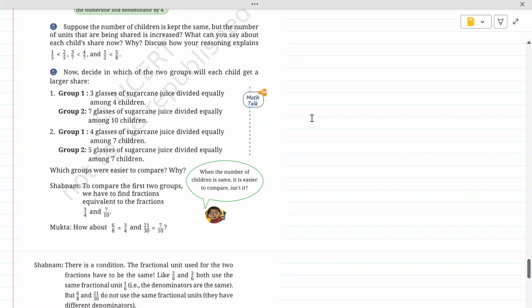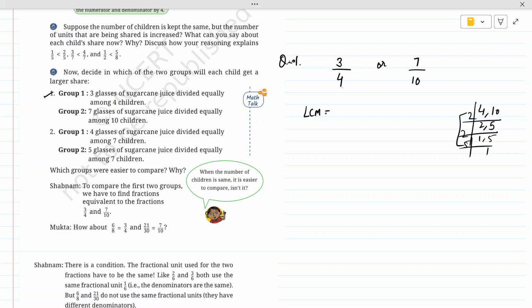Group 1, we have this question. Group 1, first I am taking this as 3 glasses of sugarcane juice divided equally among 4 children. This is group 1. For group 2, 7 glasses among 10 children. So what are we going to do? LCM of 4 and 10. This is 2 into 2, 5, 2, 1, 5, 1. So LCM is 20. I'm writing here LCM is 20.